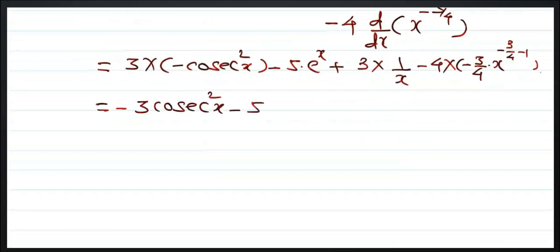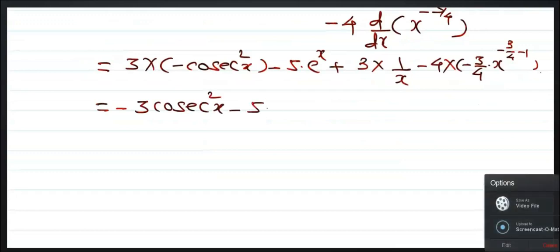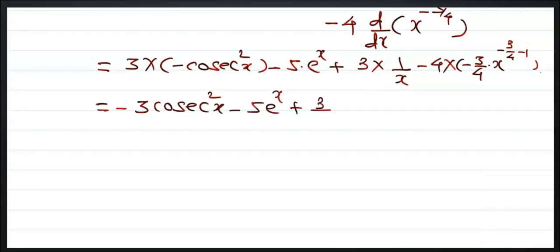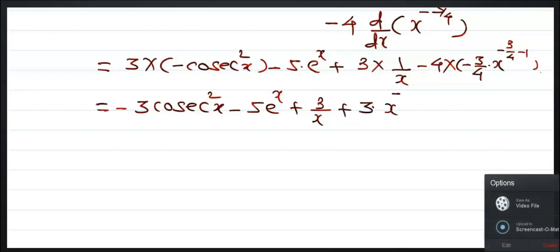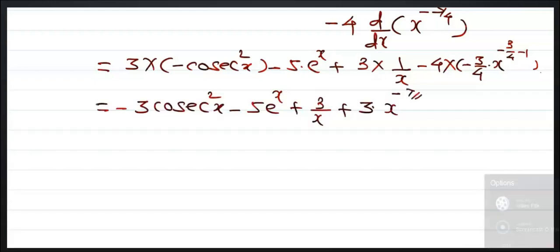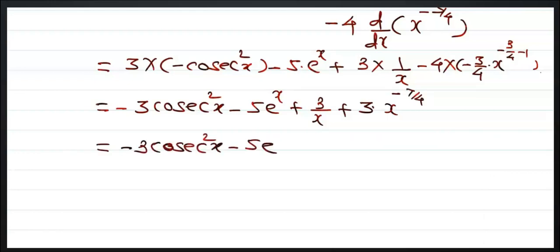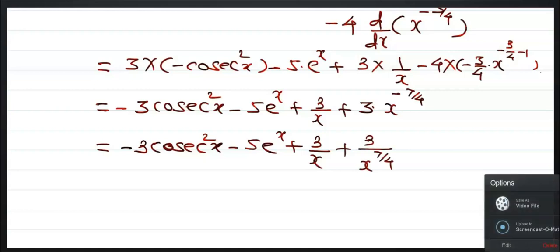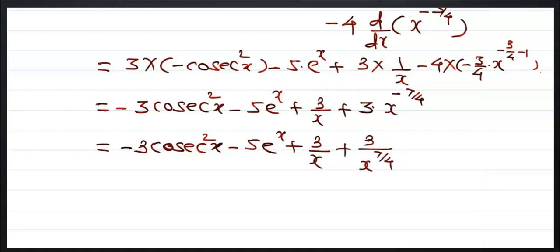Therefore, minus 3 cosec square x minus 5 into e raised to x plus 3 upon x, minus times minus will become plus, 3x raised to minus 7 upon 4. So minus 3 cosec square x minus 5 e raised to x plus 3 upon x plus 3 into x raised to 7 upon 4 in the denominator.